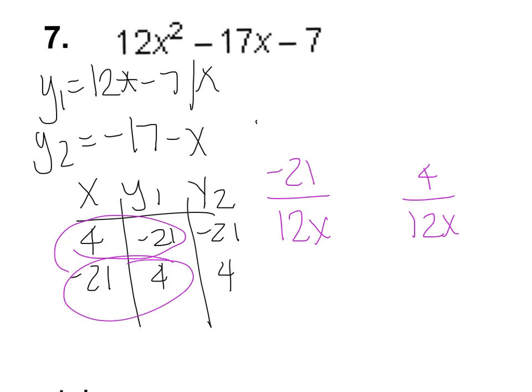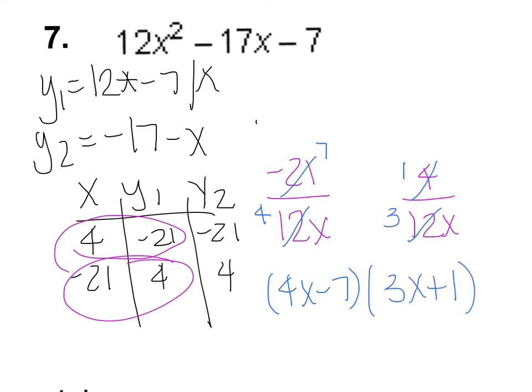Well, 21 and 12, I can divide both of those by 3. 21 divided by 3 is 7. 12 divided by 3 is 4. So I end up with 4x minus 7. 12 over 4, I can divide both those by 4. 4 divided by 4 is 1. 12 divided by 4 is 3. So I end up with 3x plus 1. So my factors are 4x minus 7 and 3x plus 1.